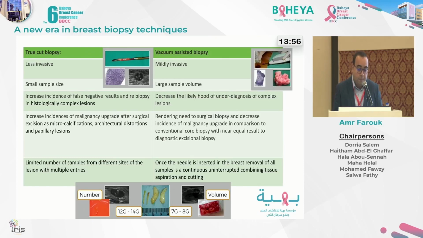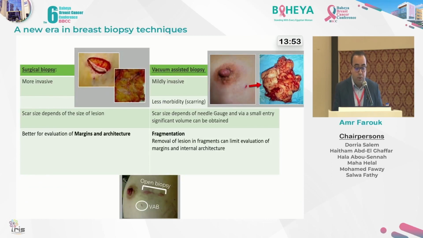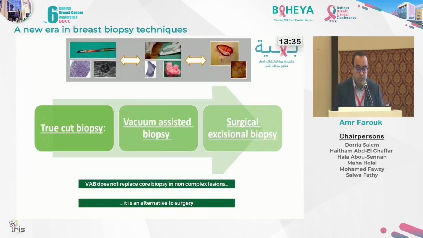When we compare the surgical biopsy and the vacuum-assisted biopsy, the surgical biopsy is more invasive, with a larger scar. However, the drawback of vacuum-assisted biopsy is that the specimen is fragmented, limiting the evaluation of margin and internal architecture. So we have the TruCut biopsy, the vacuum-assisted biopsy, and the surgical excision biopsy. The VAB doesn't replace the core biopsy in non-complex lesions. It's an alternative to surgery.